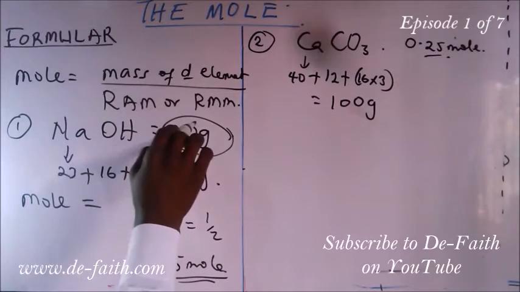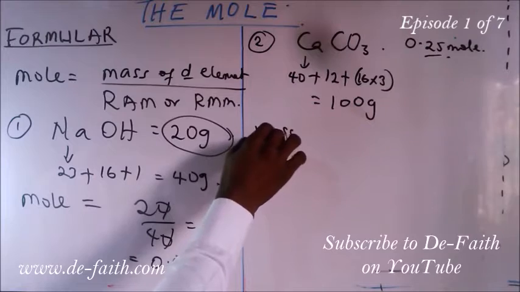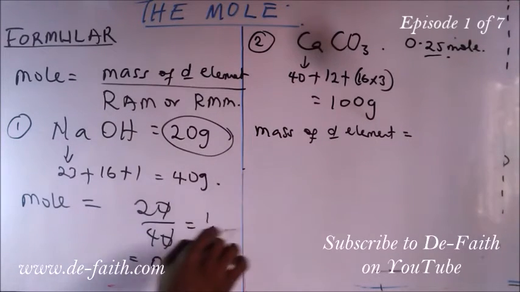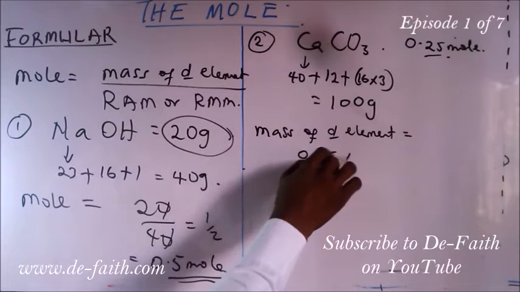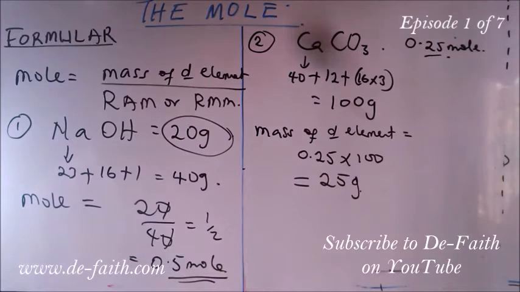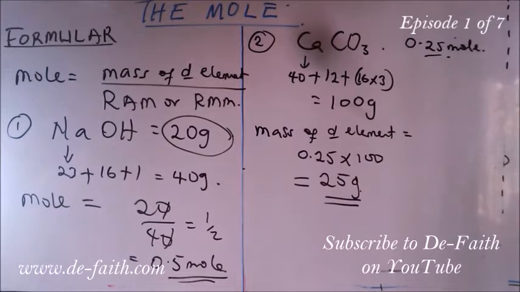Hence, using this formula, we are looking for the mass of the element. So we have it that mass of the element equal to mole times relative atomic mass, or relative molecular mass. So that's 0.25 multiplied by 100, and that produces 25 grams. And so we have 25 grams in 0.25 mole of calcium trioxocarbonate 4.